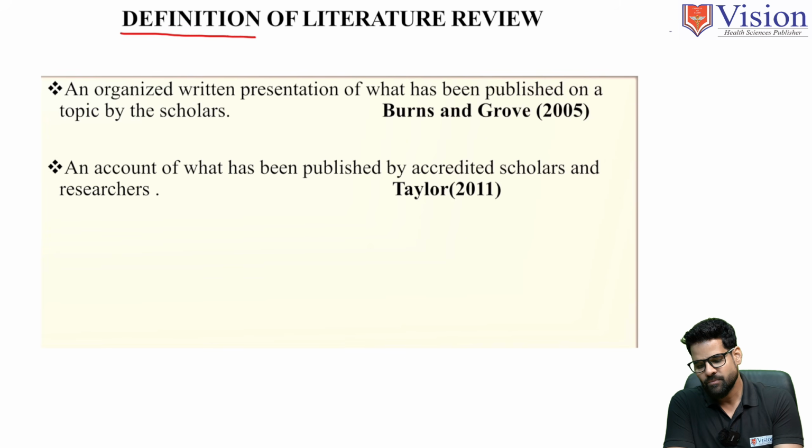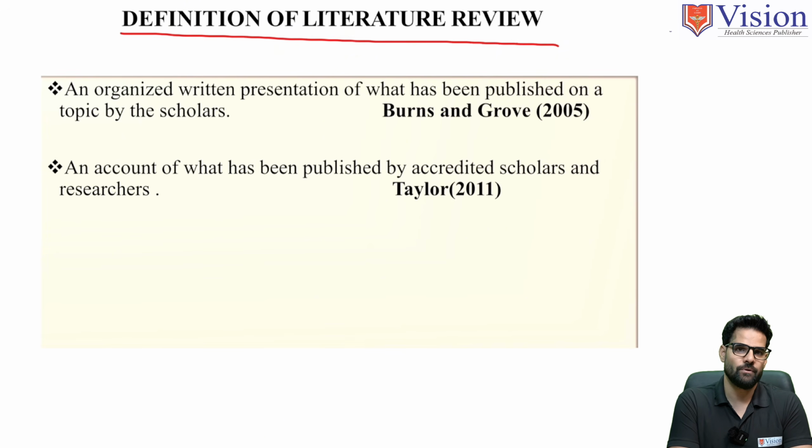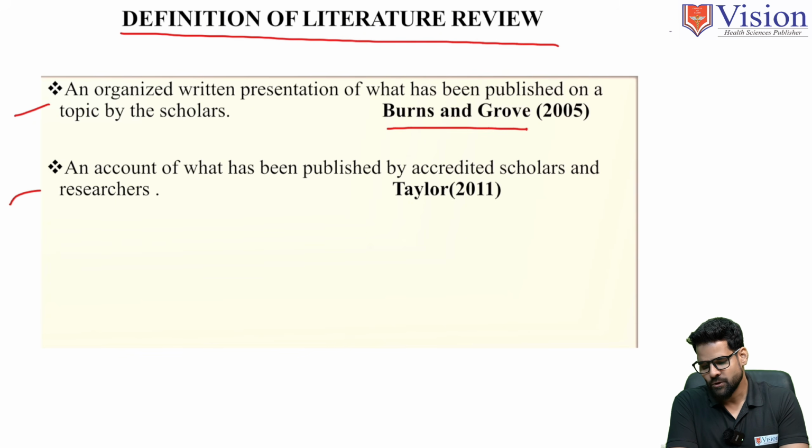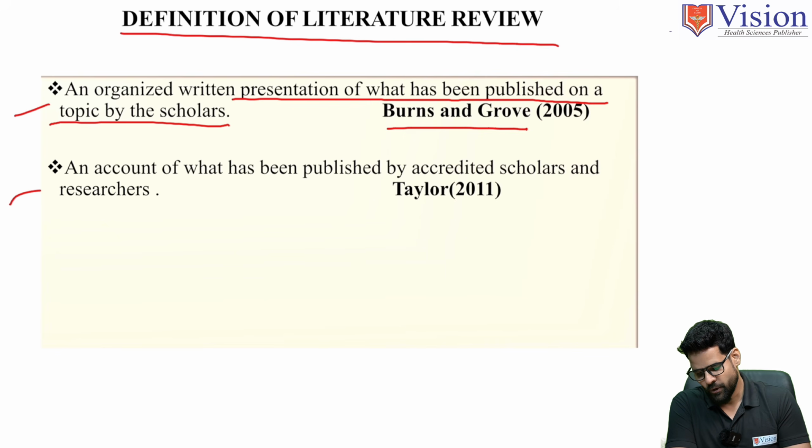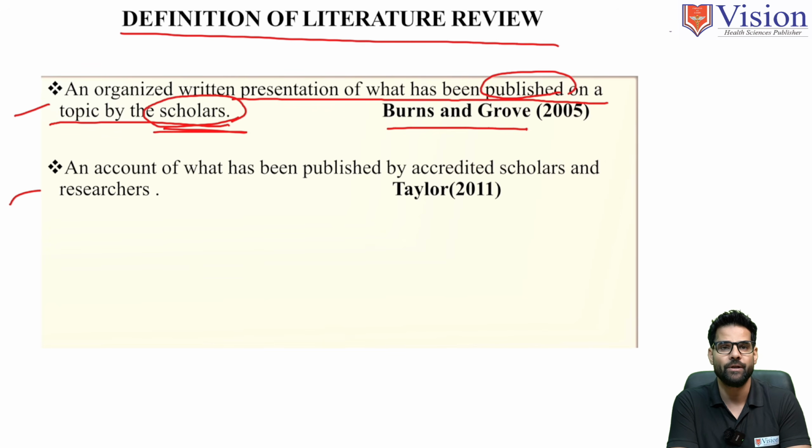Now let's talk about some important definitions of literature review. Two definitions I have taken here. The first definition, Burns and Grove, says it is an organized written presentation of what has been published on a topic by the scholars. In this definition, there are two important points to focus on. One is published, and published by the scholars. Anything that is published not by the scholars may not be the literature review, even though it is considered as grey literature. We'll talk about that as well.